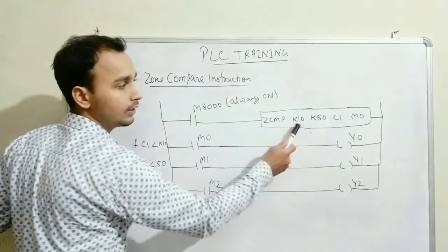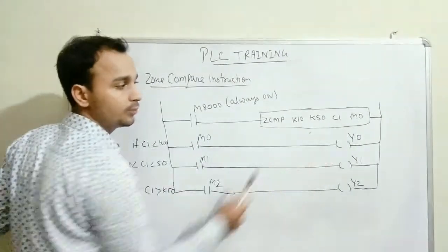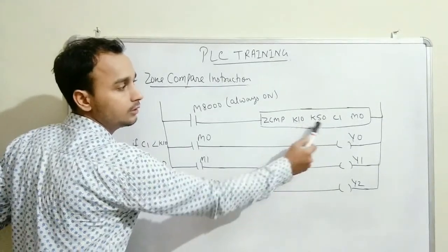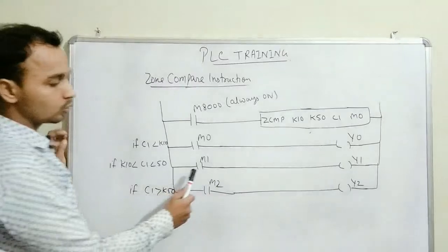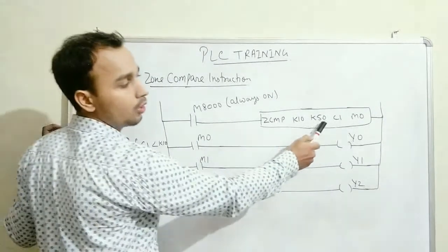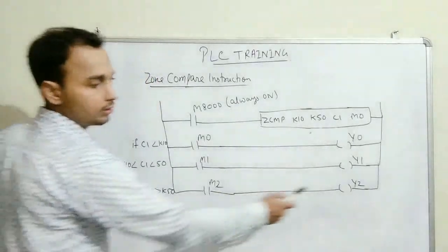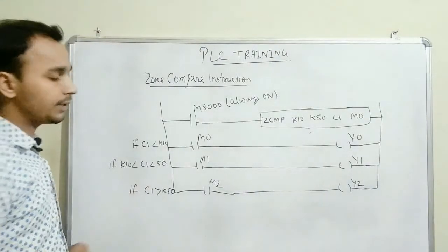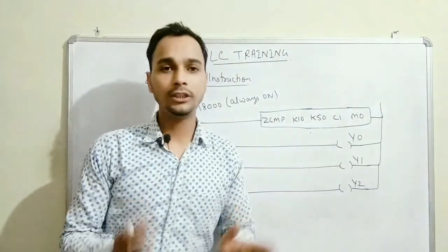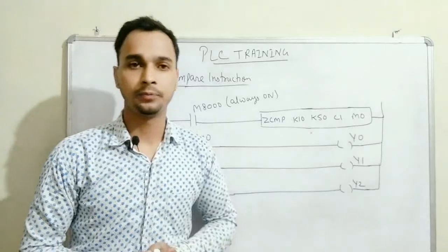If the value of C1 is less than K10, M0 will be activated and the output will operate. If the value of C1 lies between K10 and K50, M1 will operate and Y1 will be on. If the value of C1 exceeds K50, M2 will be on and Y2 will operate. I hope this program is clear. So let's make this program in the software and check it on the PLC hardware.